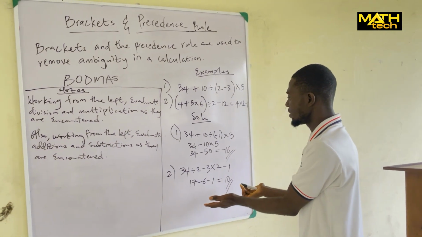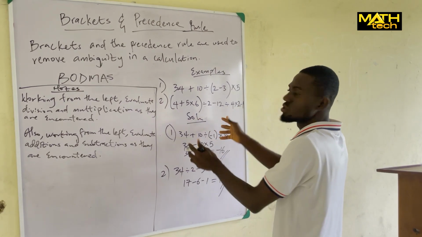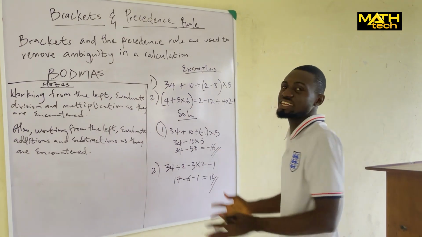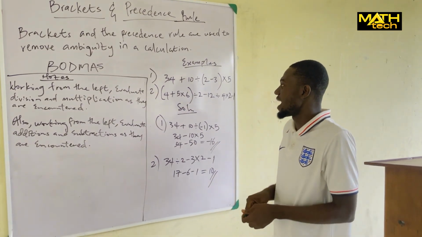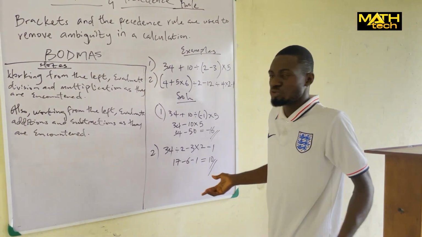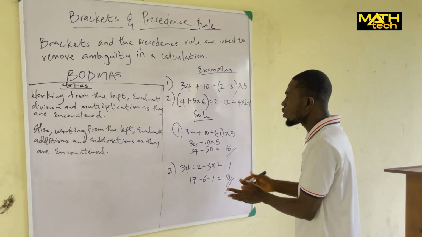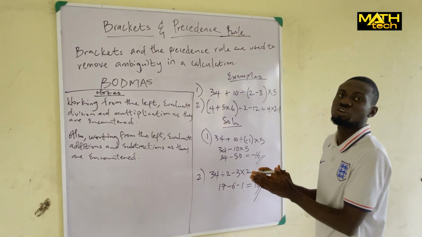We can solve a troublesome expression like this easily, because I call this troublesome. Having different operators here and here, here and here, it's quite troublesome for me. So the brackets and precedence rule helps us solve a troublesome expression easily.